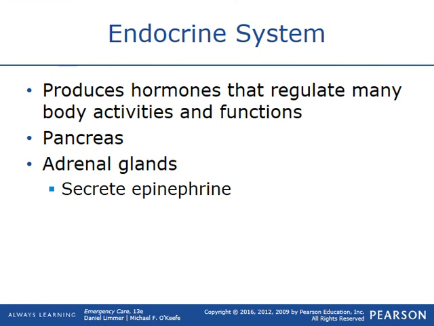The endocrine system is what produces hormones that regulate many of the body activities and functions. It consists of the pancreas along with the adrenal glands, which secrete epinephrine.